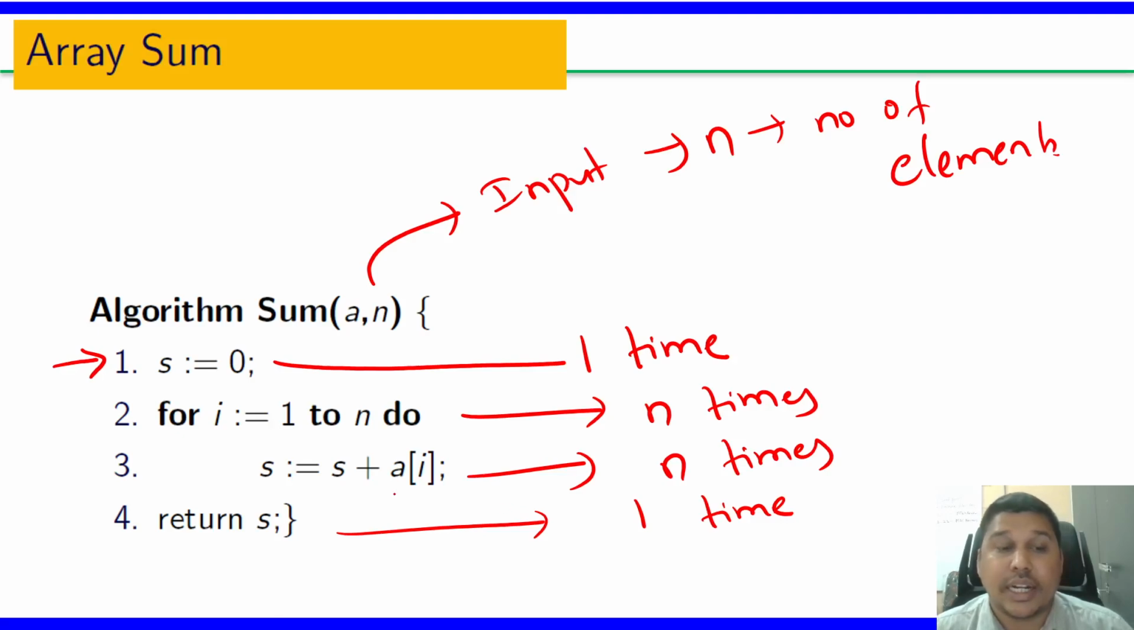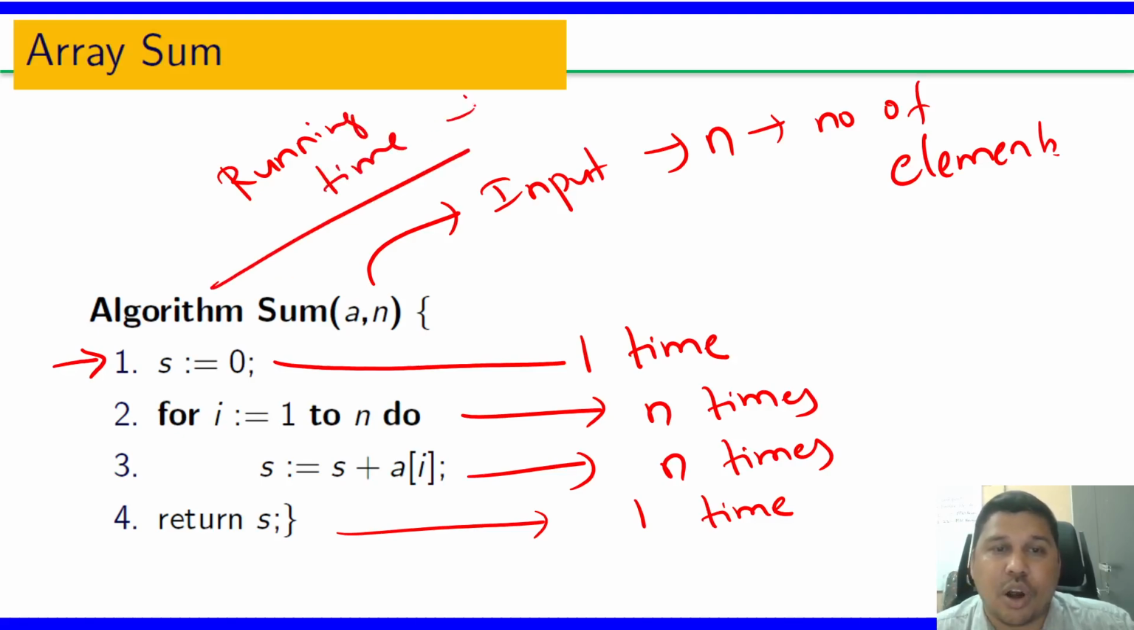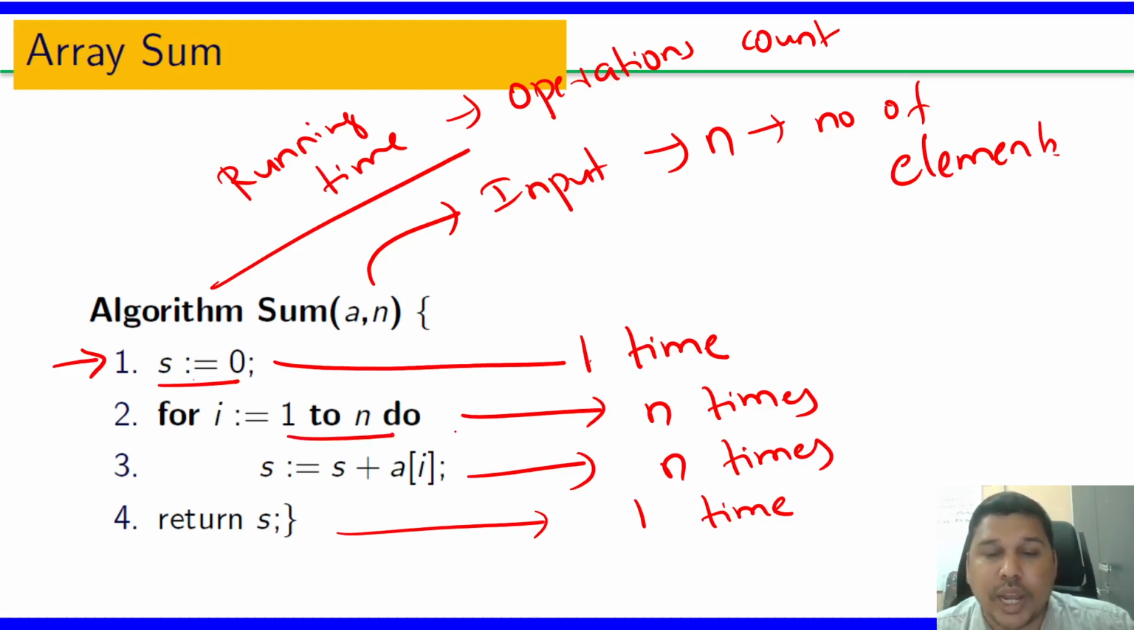The number of times each instruction is executed is what we call the running time, or also the operations count. Why operations count? Because this is one operation, so one time. Here I am doing 1 to n, so n times. So operations count or running time.